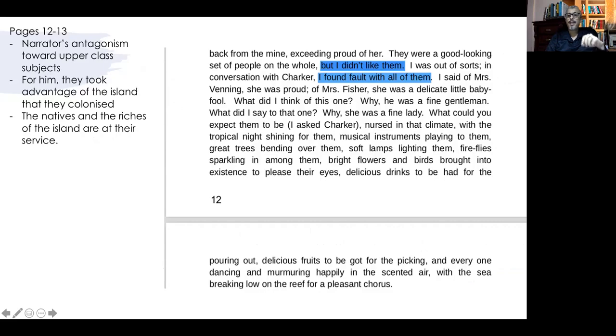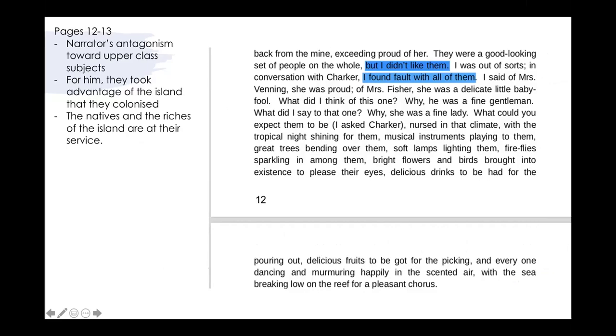Now, look at this again here, ladies and gentlemen. If you look at the passage from pages 12 and 13: "They were a good-looking set of people on the whole." He was talking about the upper class people. "But I didn't like them. I was out of sorts in conversation with Shaka. I found fault with all of them. I said of Mrs. Vinning, she was proud." He was talking about some kind of snobbism in the upper class society. "Of Mrs. Fisher, she was a delicate little baby fool. What did I think of this one? Why, he was a fine gentleman. What did I think of that one? Why, she was a fine lady."